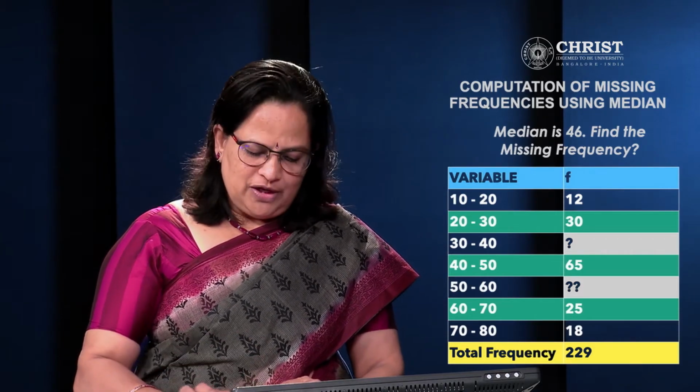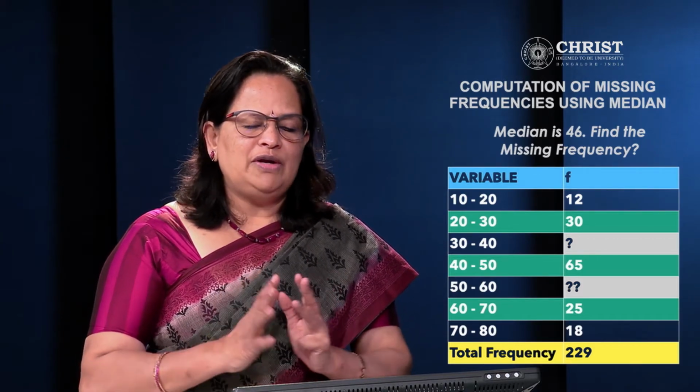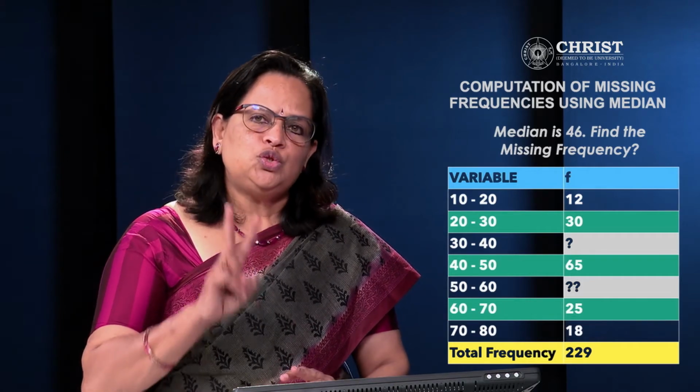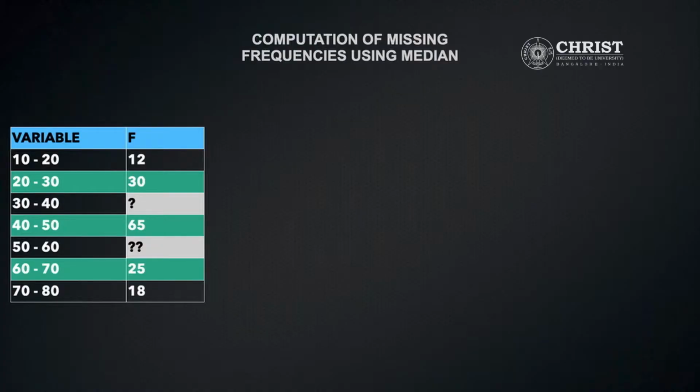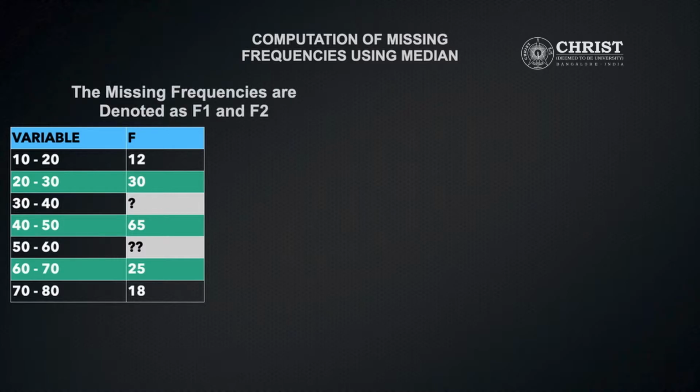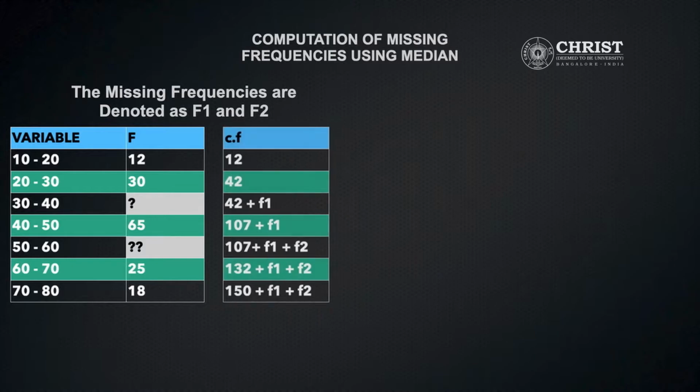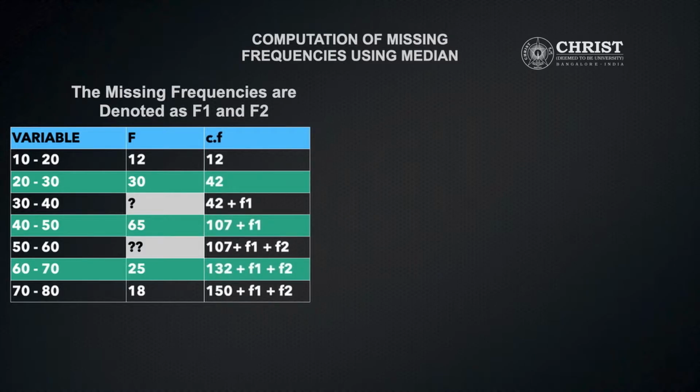So now the total frequency is 229. How will we do this computation? Here there are two missing frequencies, denoted as F1 and F2. Now remember we have to take the cumulative frequency values; that is how we calculate the median. The first cumulative frequency is 12. Next is 30 plus 12, that is 42. Next is 42 plus F1. Next is 42 plus F1 plus 65, that is 107 plus F1.